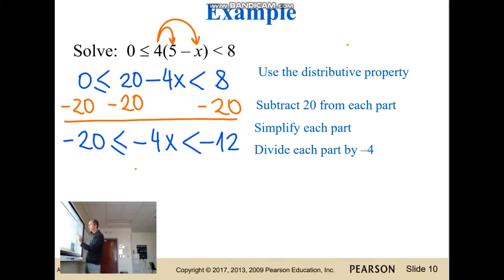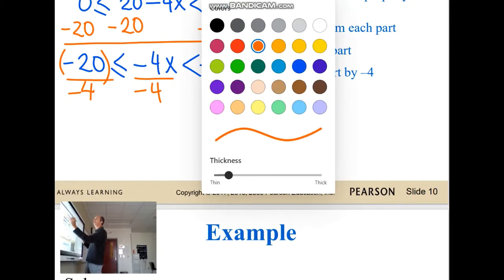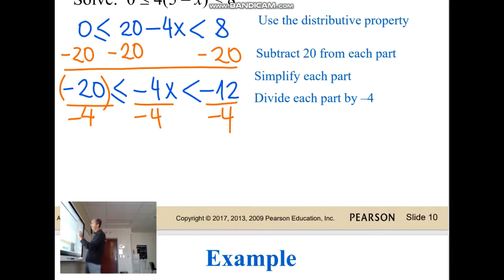Multiply each part by negative 1 over 4. Let me see, this is negative 4, negative 4, negative 4. And we will find here negative with negative positive, 20 divided by 4, 5. Negative 4 with negative 4, 1, so x. Negative 12 divided by negative 4, 3.